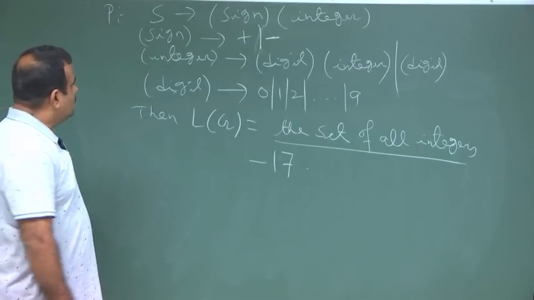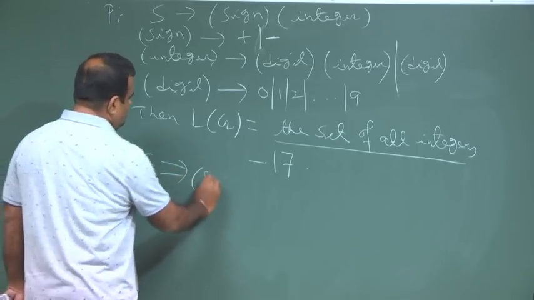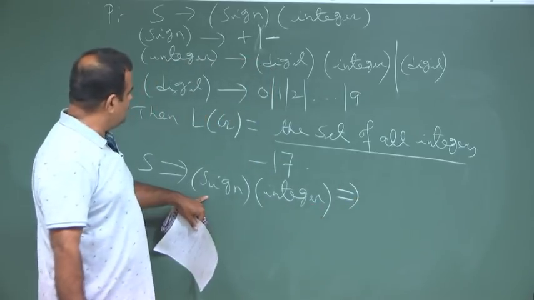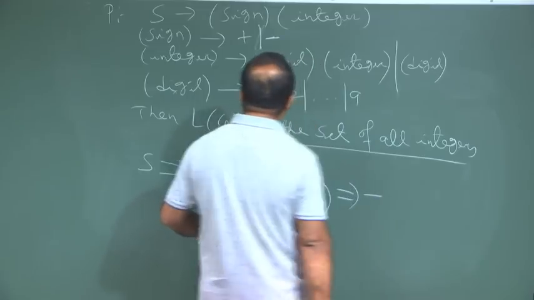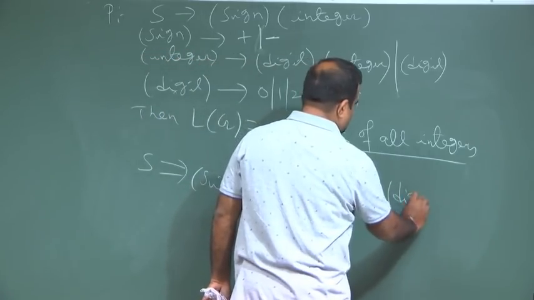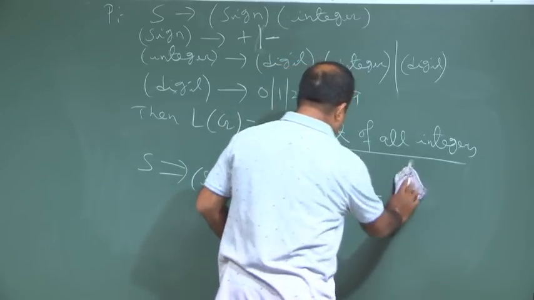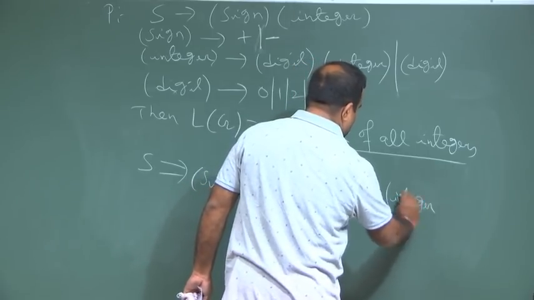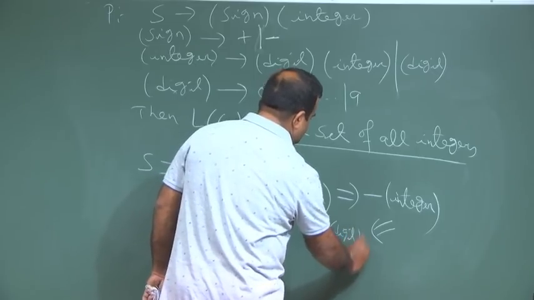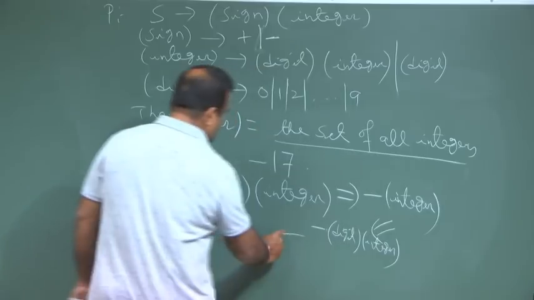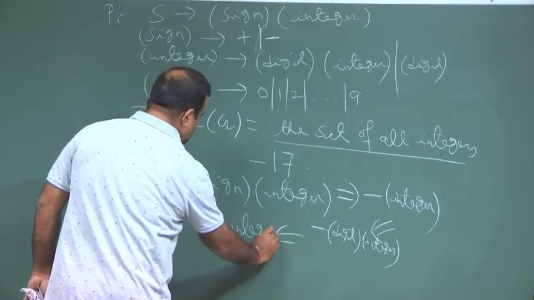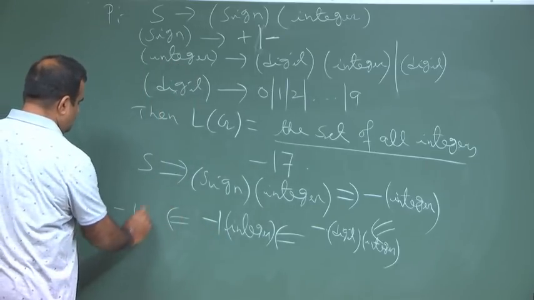from S? From S what can we do? From S we can just take the sign and integer, and now this sign we can put minus, and then an integer. An integer we can write as digit and integer, because we have two digits. So, this is two steps. This integer can be digit then another integer. And then this digit may be 1, so minus 1, and we have an integer, and now this integer we can have a 7, so minus 17.